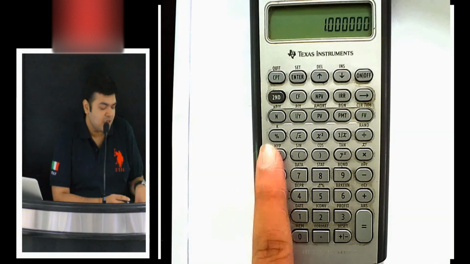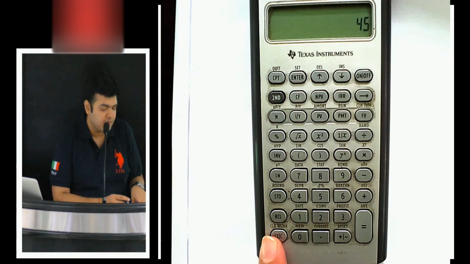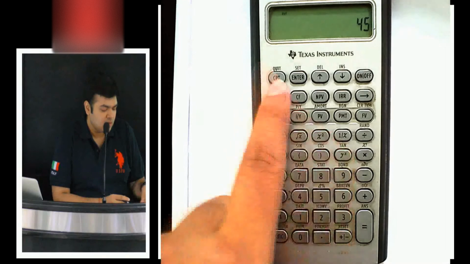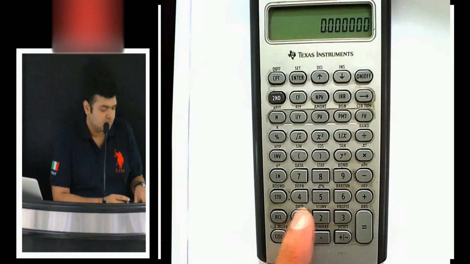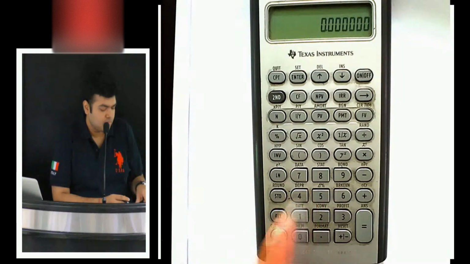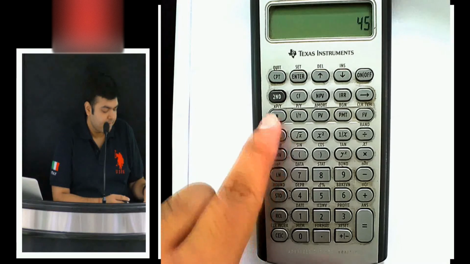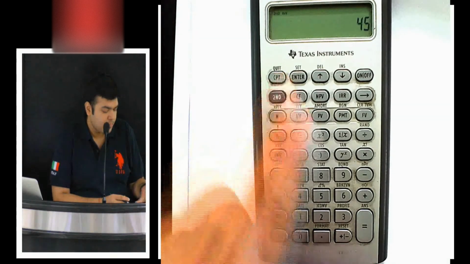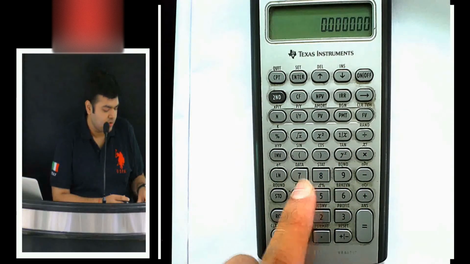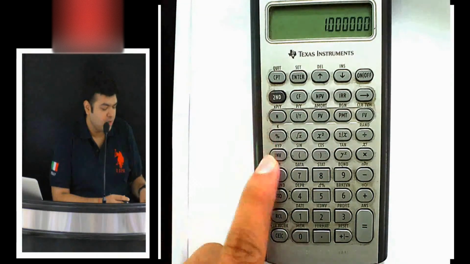If you want to do the inverse of these sine, cos, tan, in that case I'll type 45, inverse of tan, second inverse, second tan.